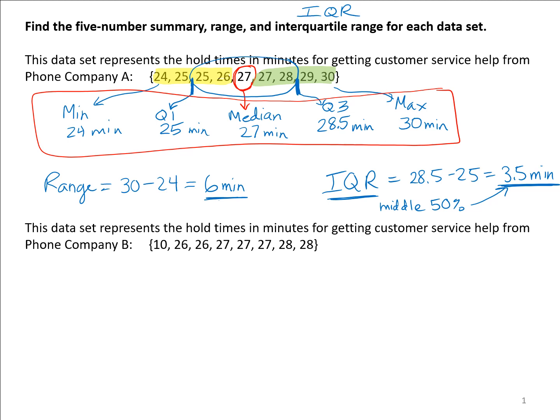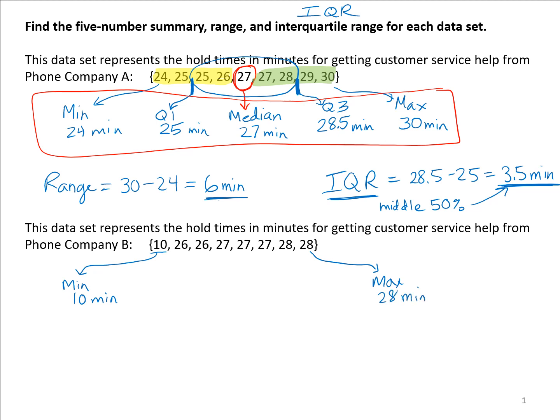Okay, hopefully you gave it a shot. Let's go ahead and look at it together. Once again, how we want to start this is we want to start with the minimum and the maximum. The minimum here is 10. Again, these are minutes. The maximum is 28 minutes. So we start with the min and the max because they're easy to find.